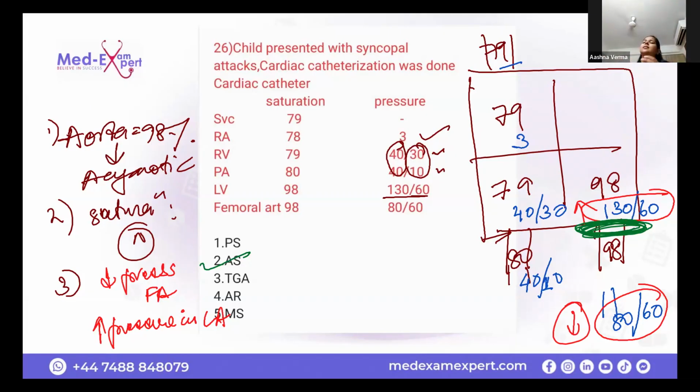So the left ventricle is jam packed because it's not able to push blood outside into the aorta, right? So that's aortic stenosis for you. I hope this is clear to you all. Is it?